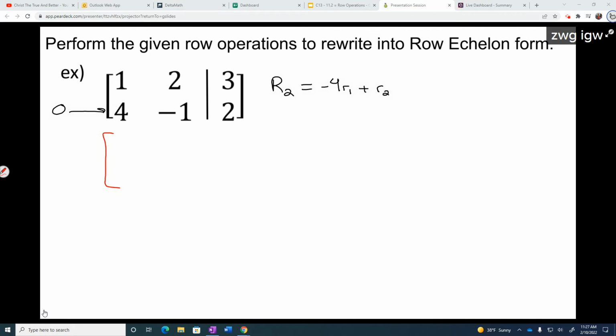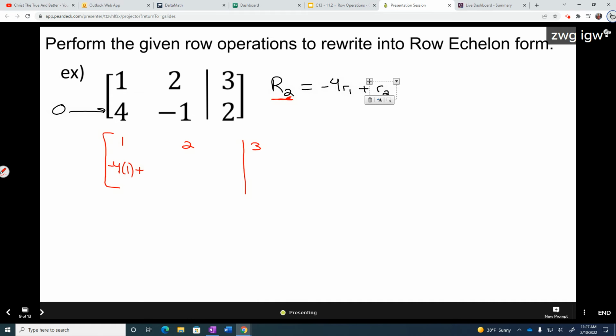The top row we're not changing. This is the only row we're going to change. We're only changing row 2. So the top row I'm going to leave some space in though because we're going to be writing some more. Nothing's going to happen to row 1. We're going to use this little equation. Negative 4 times R1, so negative 4. The R1 value in this column is 1. Plus the original R2, so plus 4. So this is R2 and this is R1.